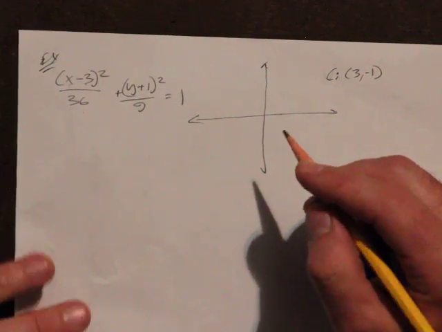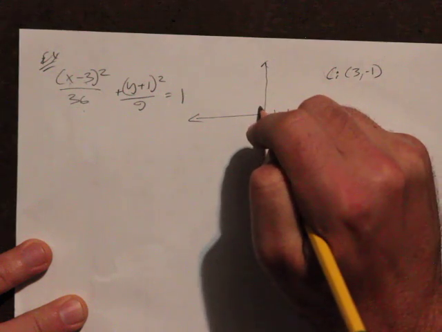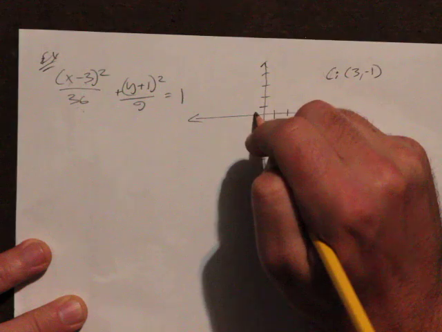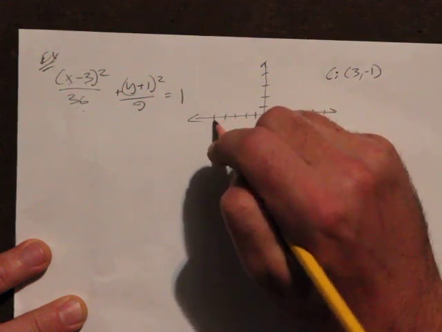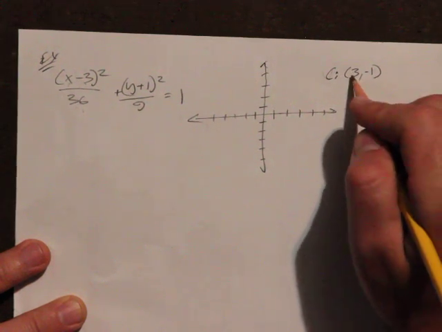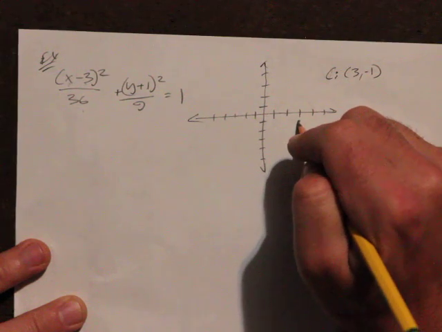So I'm going to draw my grid here with fairly large distances between the lines. So my center is 3, negative 1. 1, 2, 3, negative 1. There's my center.